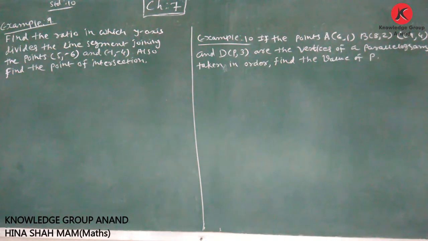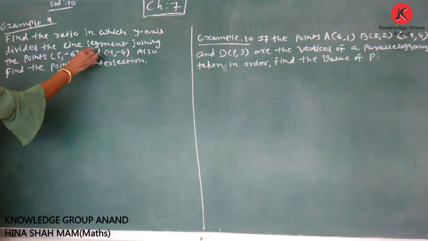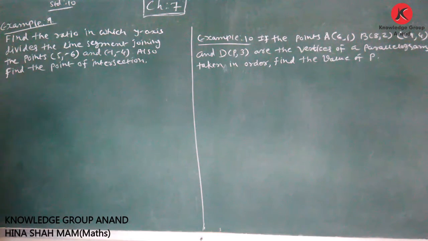Now, example number 9. Find the ratio in which the y-axis divides the line segment joining the points (5, -6) and (-1, -4). Also find the point of intersection.